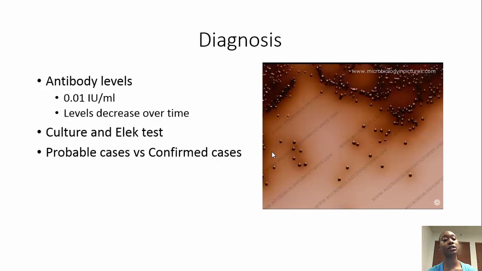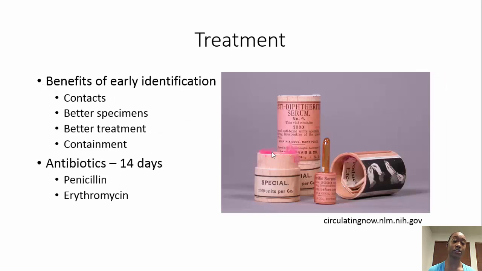So to diagnose diphtheria, a physician or a healthcare worker can measure antibody levels. If the person has more than 0.01 IUs per mL of the antibody in their blood, then they are immune to the disease and probably do not have diphtheria. A positive diphtheria culture is necessary to confirm diphtheria, and an ELEK test is necessary to determine whether the bacteria is producing any toxins. Probable cases are cases that have not been confirmed by a culture.